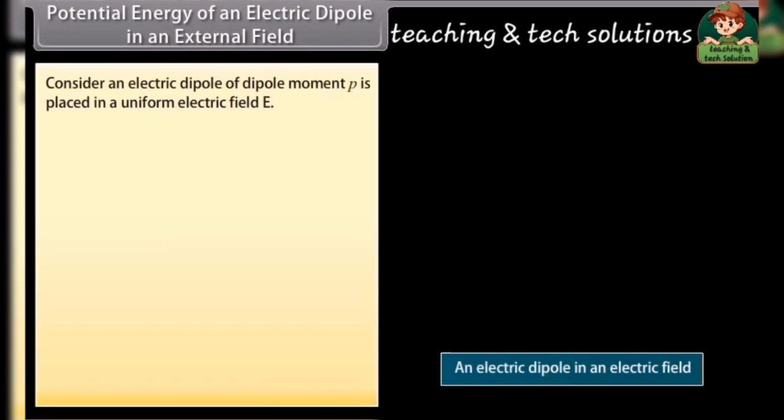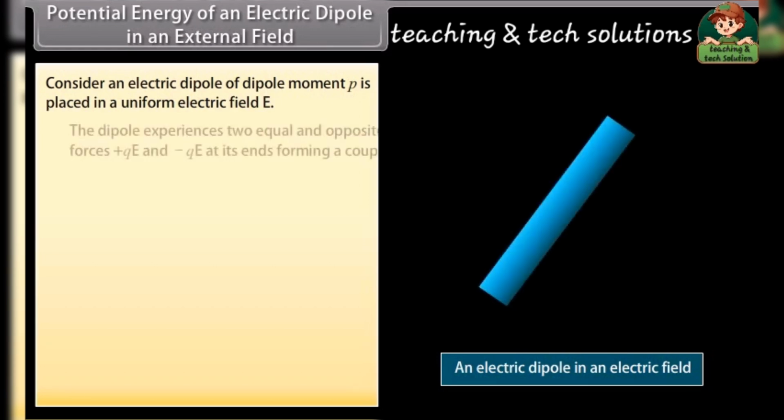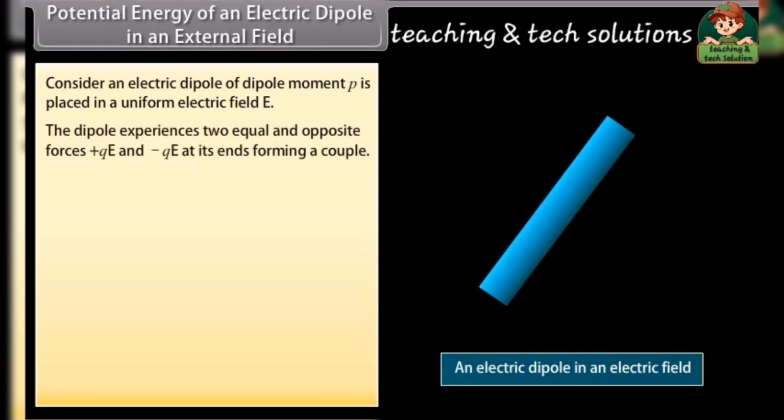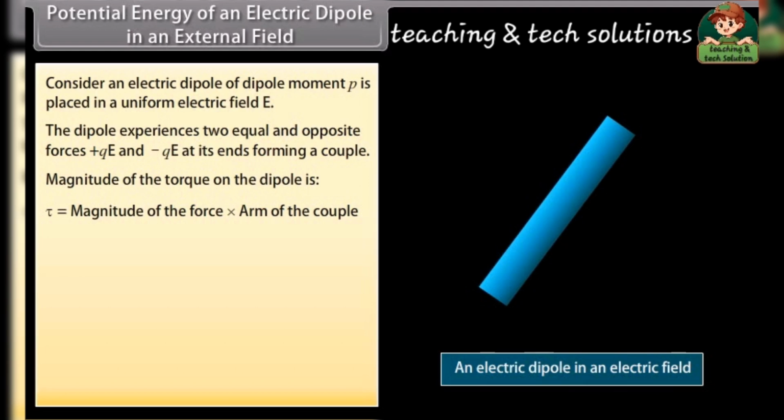Potential energy of an electric dipole in an external field. Consider an electric dipole of dipole moment P placed in a uniform electric field E. The dipole experiences 2 equal and opposite forces, plus QE and minus QE, at its ends, forming a couple. Magnitude of the torque on the dipole is equal to magnitude of the force into the arm of the couple. Tau is equal to QE into 2L sine theta, which is equal to PE sine theta.